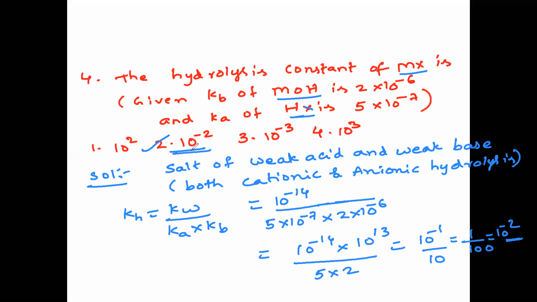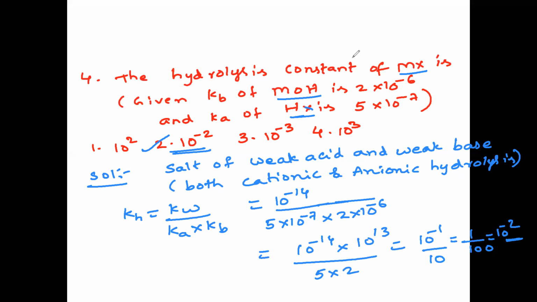Because 10 to the power of minus 1 coming to the denominator becomes 10 to the power of 1. So 10 to the power of 1 into 10 becomes 1 by 100. So it is equal to 10 to the power of minus 2. So like these questions you may expect in the examination, apart from pH problems, apart from pH of the salt hydrolysis. So you have to do questions like these also.